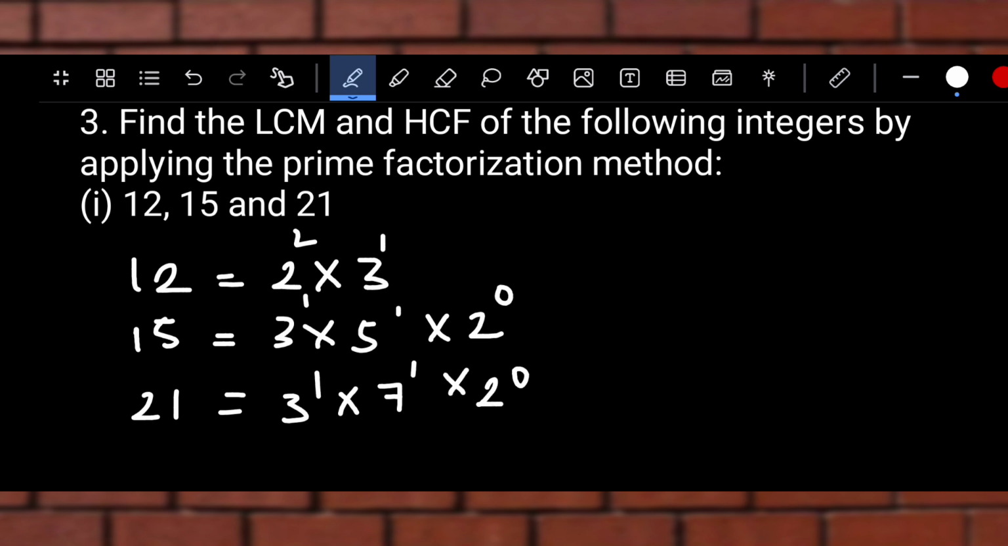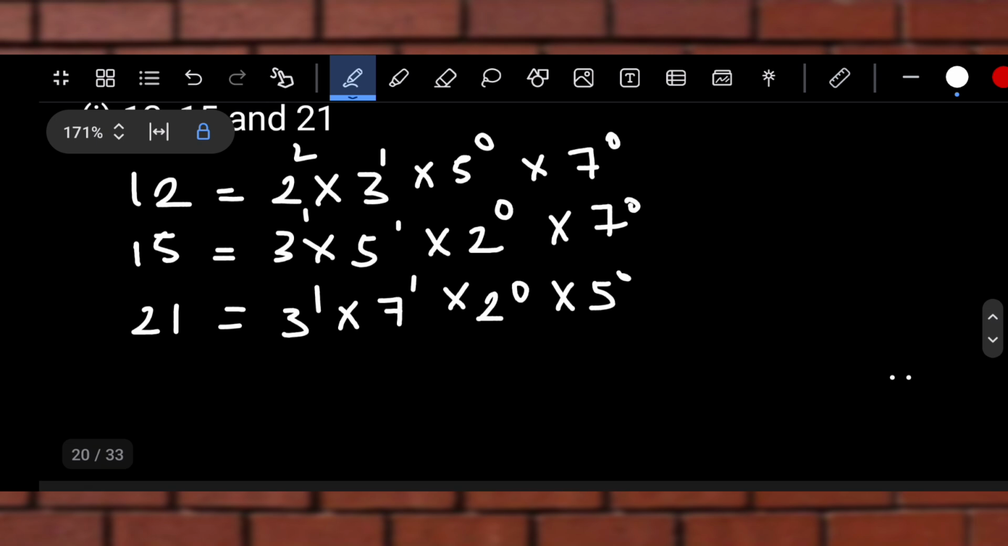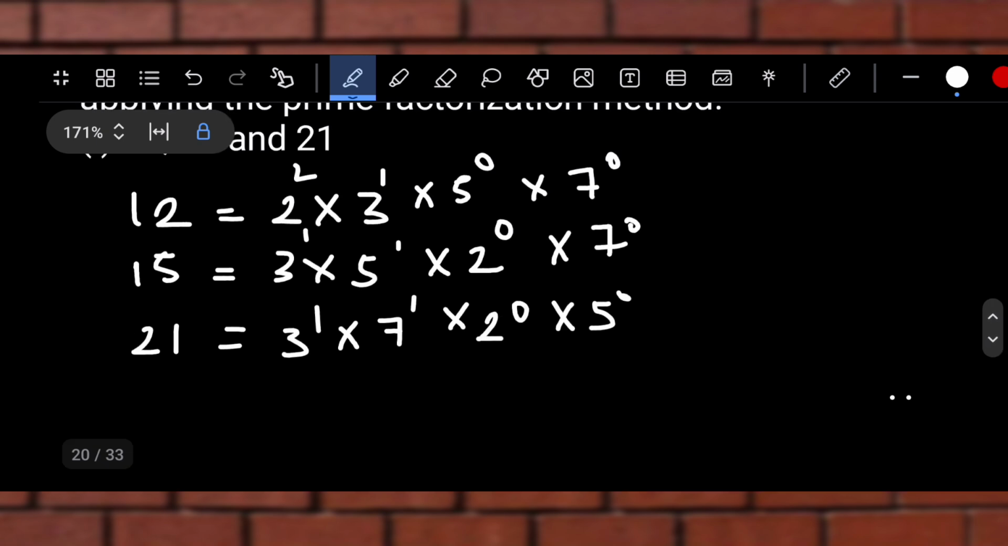Okay. In the first one, we have 3. Second one, we have 3. And the third one also has 3. So no issues. In the second one, we have 5. But in the first and third, we don't have 5. So 5 to the power 0 in both. 7 is there only in the third one. Just writing 7 to the power 0 in the first one and in the second one. Okay, easy. So now let's do the LCM and HCF of these.